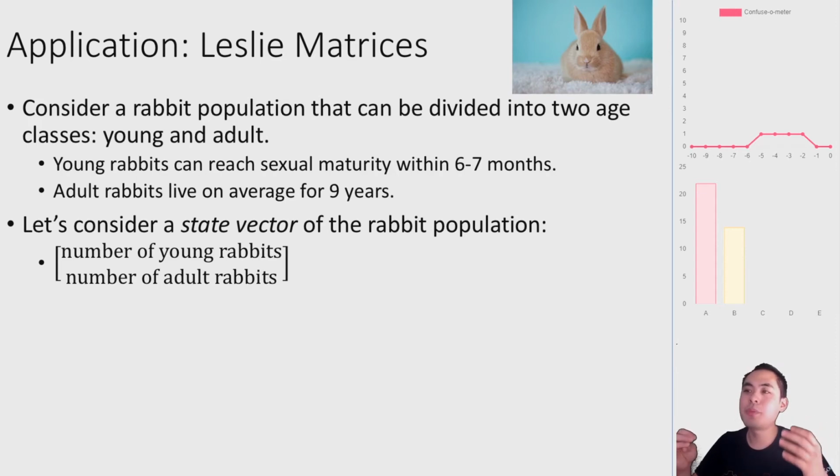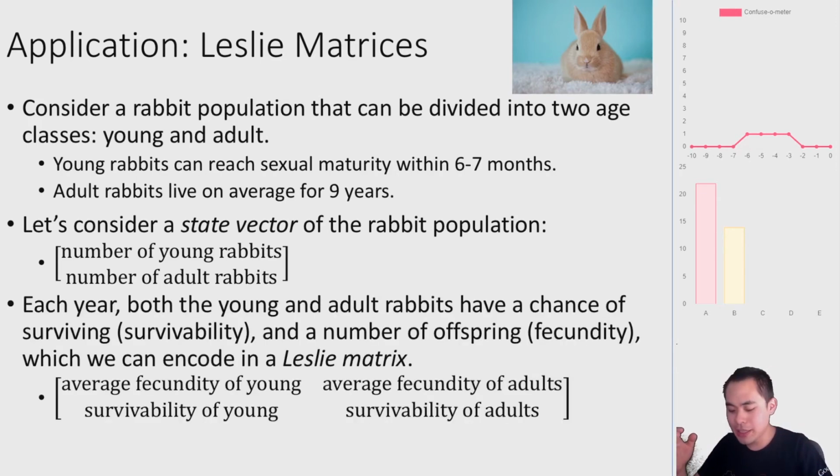And so this allows you to build more nuanced models of the rabbit population. So let's suppose that each year, both the young and adult rabbits have a chance of surviving, and if a young rabbit survives, it becomes an adult rabbit, and they have some number of offspring. So they have kids, and so they have baby bunnies, and you can encode that in something called a Leslie matrix. And so we're going to encode several different things here.